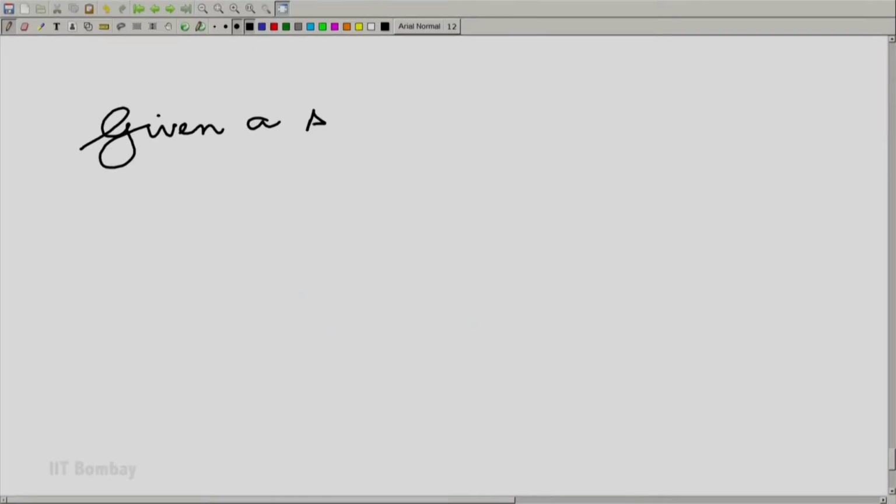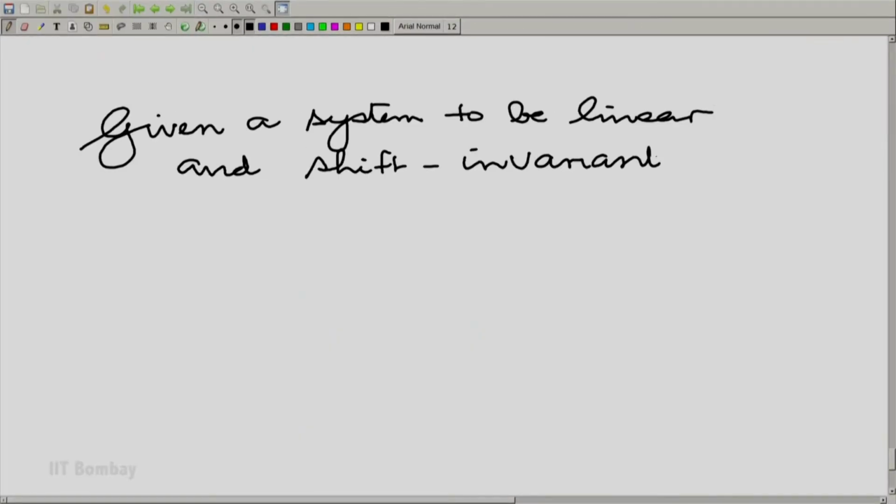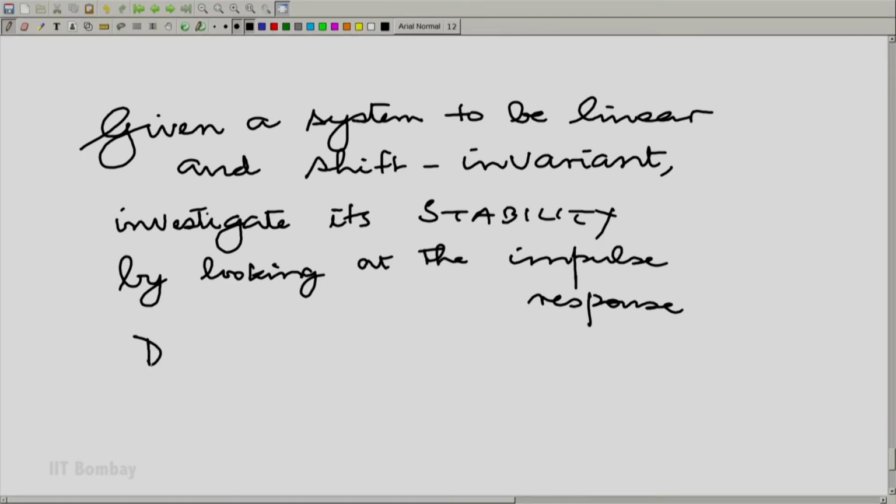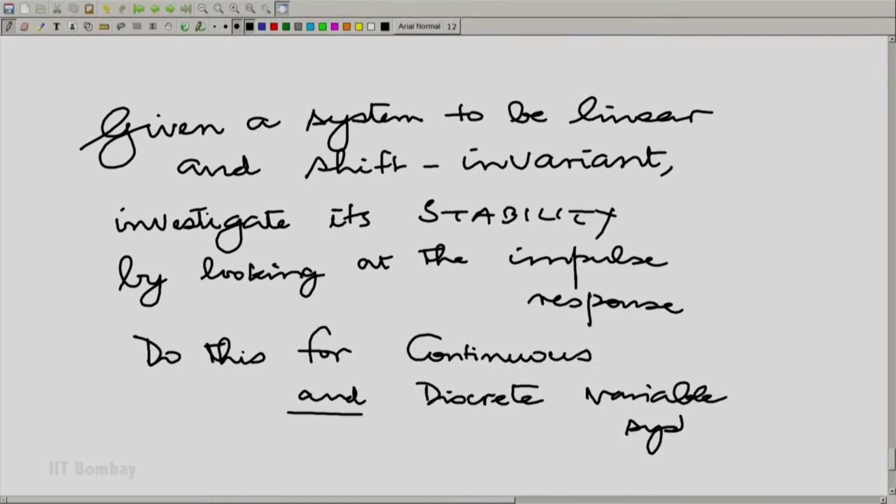So, welcome to the 29th session on signals and systems. In this session, we answer a question related to the stability of a linear shift invariant system by looking at its impulse response. So, let us frame the question first. Given a system to be linear and shift invariant, investigate its stability by looking at the impulse response, and do this for continuous and discrete variable systems.